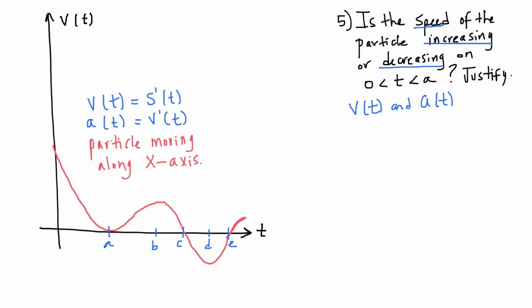So let's start with v of t. What could you say about v of t as far as whether it's positive or negative from 0 to a? From 0 to a, I can very clearly see that the velocity is above the t-axis, and so v of t is positive. And now you just try to figure out, well, what about the acceleration? Well, acceleration is the derivative of velocity, so I just have to look at the tangent lines from 0 to a and try to figure out what can you say about the slope, a of t.